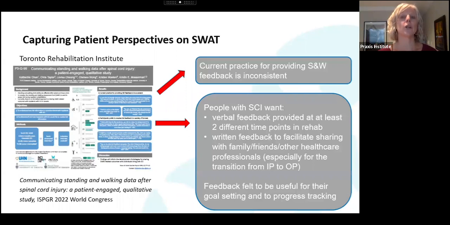And this really found that our current practice for providing feedback on someone's standing and walking ability is inconsistent, and that our clients are really looking for verbal feedback, at least at 2 different time points during their rehab stay. They also really wanted written feedback that would help facilitate them sharing that information with their family, friends, and other healthcare professionals, so those transitioning from inpatient to outpatient. And they really did feel this feedback was valuable and useful for them to set their own goals and to track their own progress in terms of standing and walking throughout their inpatient rehab. So just some feedback to think about when you're collecting this information, in terms of how and what you're communicating back to your clients about it.